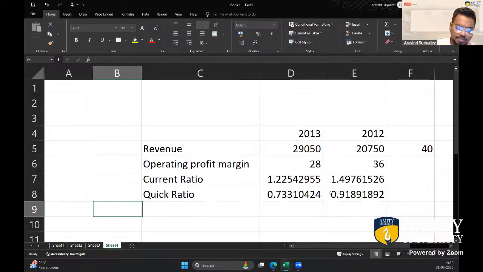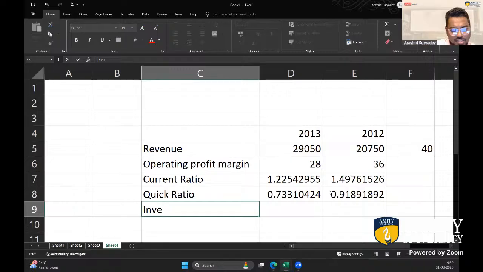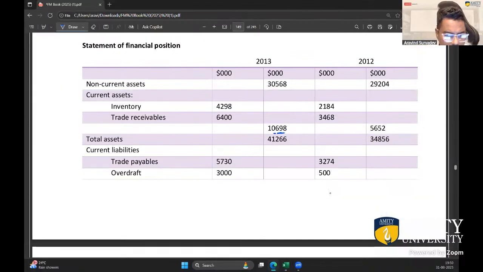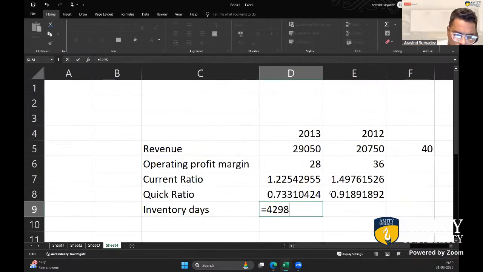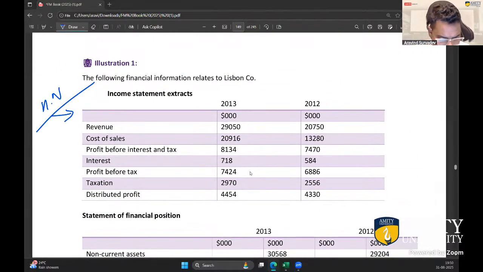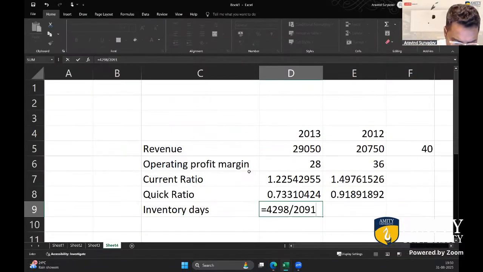Now, that being said, let's also calculate the efficiency ratio, guys. Inventory days would be inventory divided by your purchases or cost of sales. Since we don't have purchases, let's take inventory, that is 4298, divided by, if I go here, you can see the cost of sales, 20,916. Multiplied by 365, because we need it in number of days.